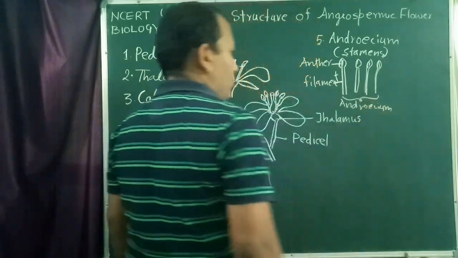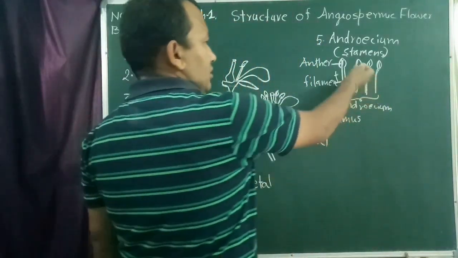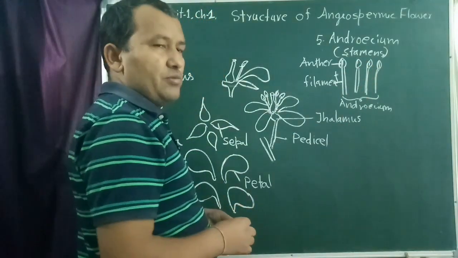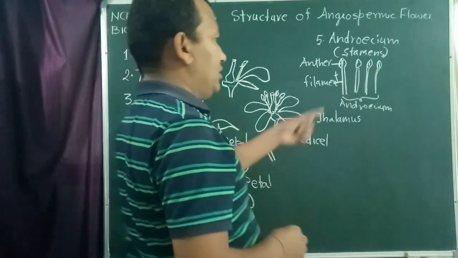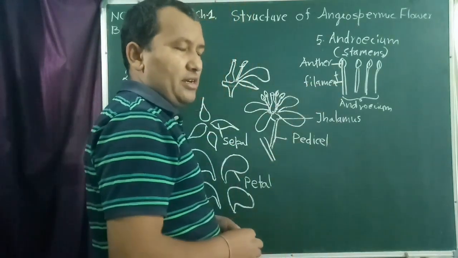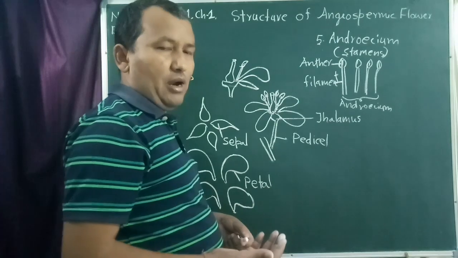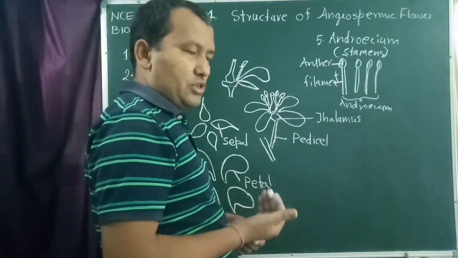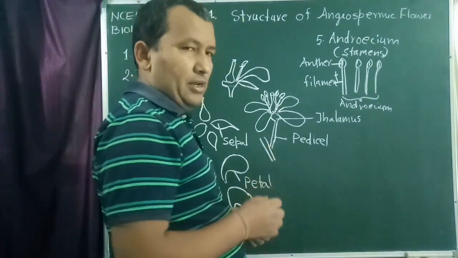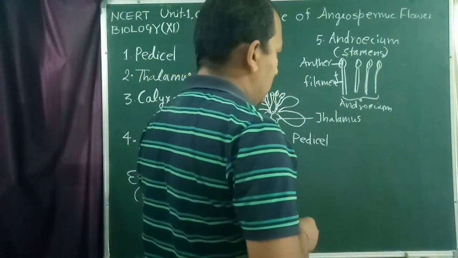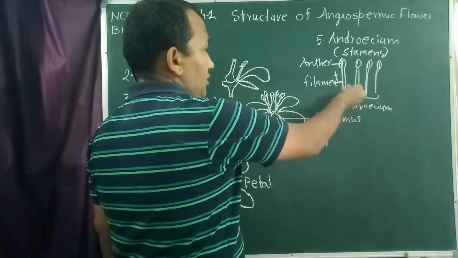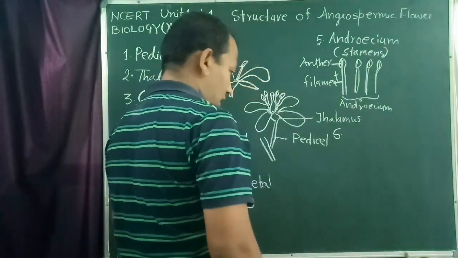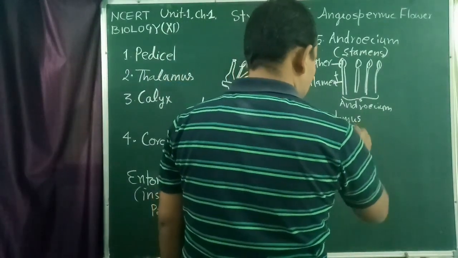This is the male part, and pollen grain is formed inside the anther. When pollen grains or microspores are formed, they are shed from this anther or the pollen sac, and reach the stigma, which is the topmost part of the carpel, which we are going to draw here. So this is the male part. Now next is the sixth part, known as gynoecium.